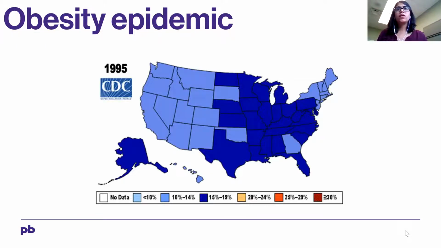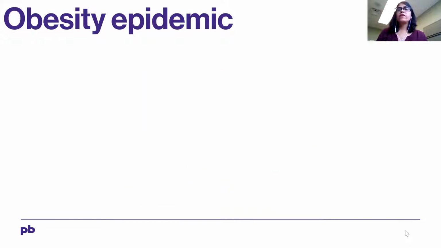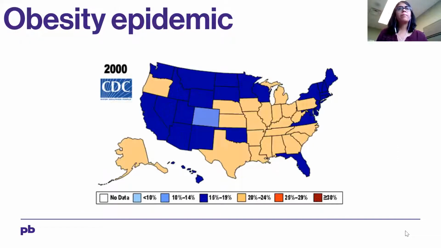This map here is from the year 1995, where each state is depicted by a color based on the prevalence of population with obesity. All the states here are blue, indicating that all of them had a prevalence of obesity of 19 or less. Let's jump 5 years ahead now. Look at this map from 2000. Few of the states have started to see an increase in the obese population. These are depicted in different shades of red or orange.